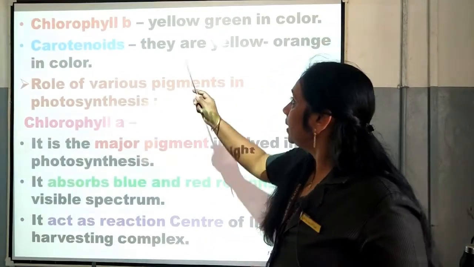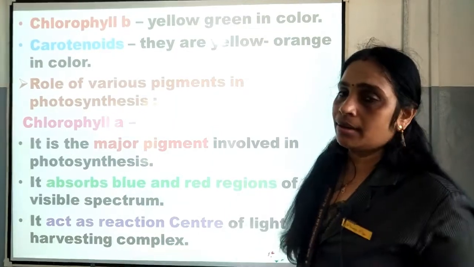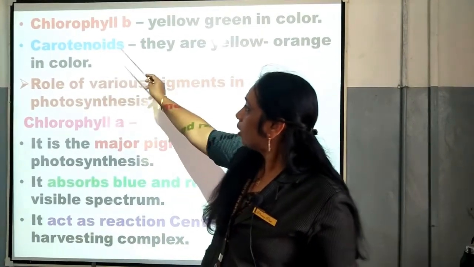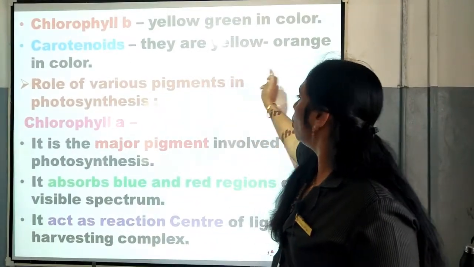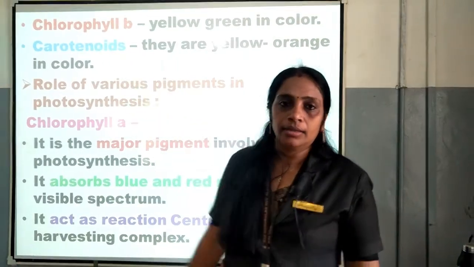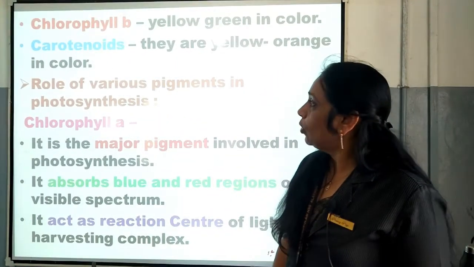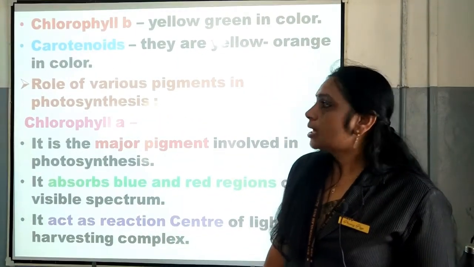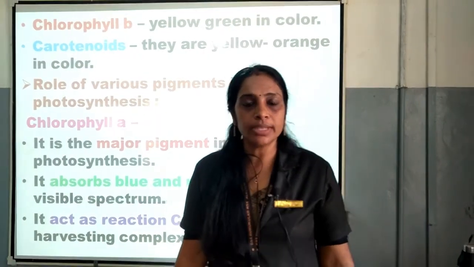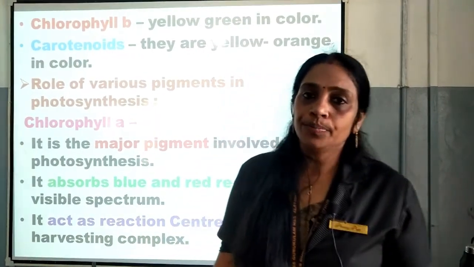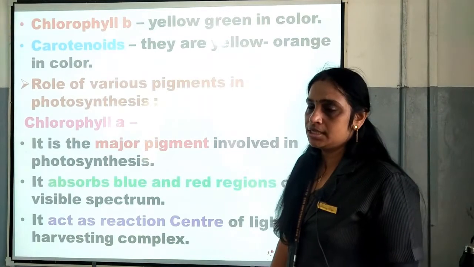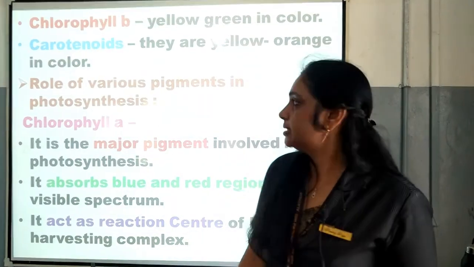Now chlorophyll B is yellow-green in color. Now carotenoids, they are yellow-orange in color. So these are the different types of pigments we can see in the process of photosynthesis. They are helping to do photosynthesis.